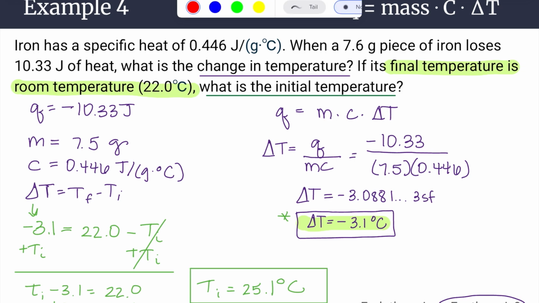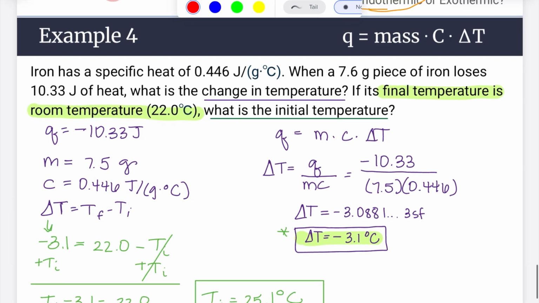So just a little extra step here of having to solve for that initial temperature. If you don't need to go ahead and set this up, if you can just think 22 minus what is going to give me that negative 3.1, you can also do that mental math if that is something that clicks for you.